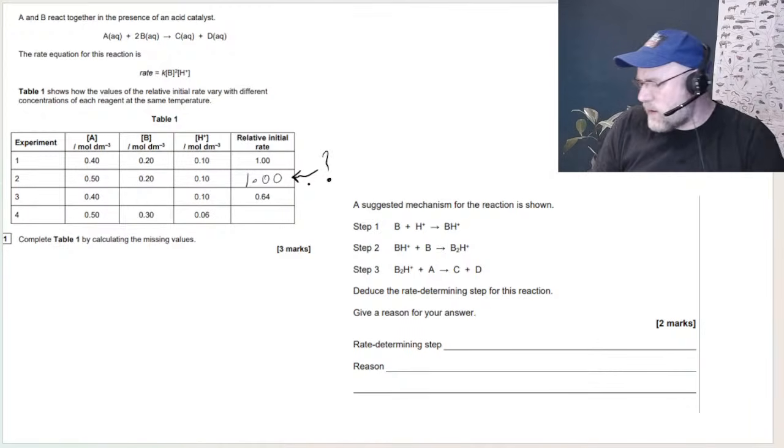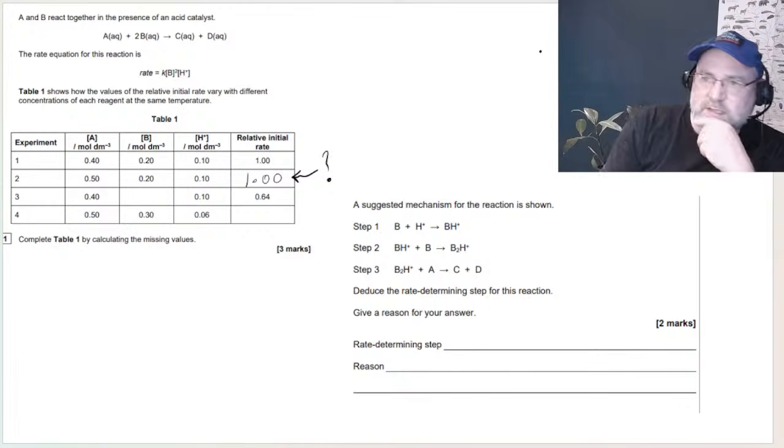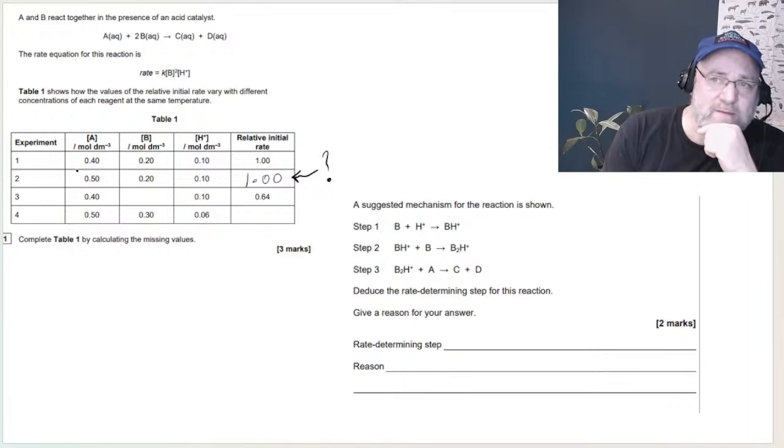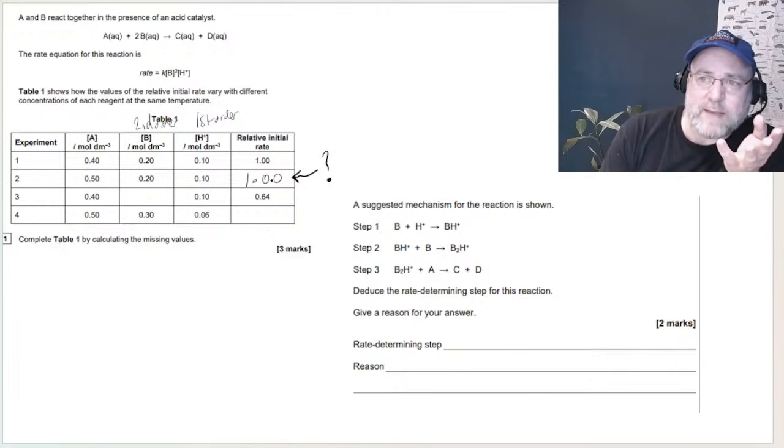The reason why this is still 1.00 is because anything that doesn't appear in the rate equation has no effect on the rate. So the fact that they've increased that by 25% does not increase the rate by 25%. It has no effect on the rate, because of the two things that are in the rate equation, this has a little 2 next to it, so it is second order and this is first order. So that has an exponential effect, and that just has a linear effect, and this has no effect. So the rate, as these two have been kept the same, equals 1.